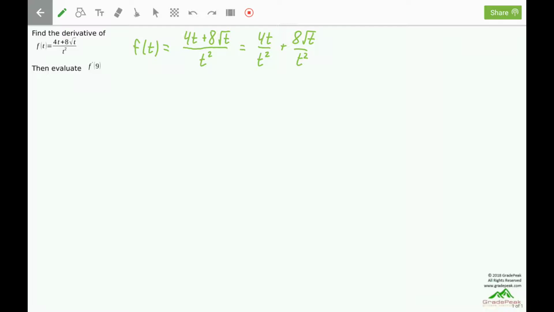Now we have t's in the numerator and denominator. We're going to want to combine those. Because it's division, it's a quotient, we will be subtracting exponents. I'm going to want to take that second fraction and rewrite that square root of t as a fractional exponent. So I have 4t over t squared, and I have plus 8 square root of t to the first power. It's t to the first power and second root, t to the 1/2 over t squared.